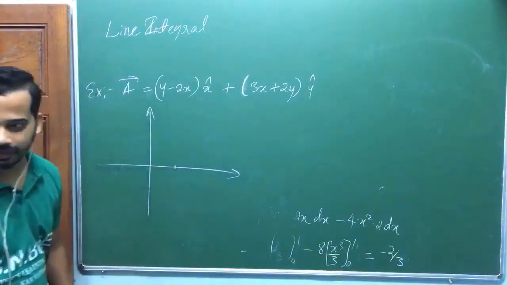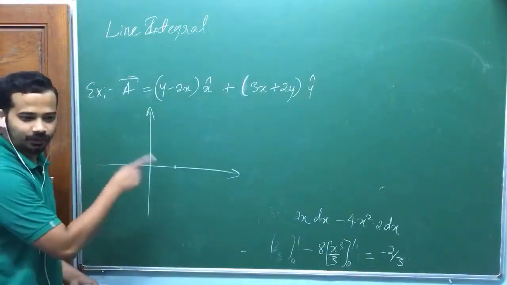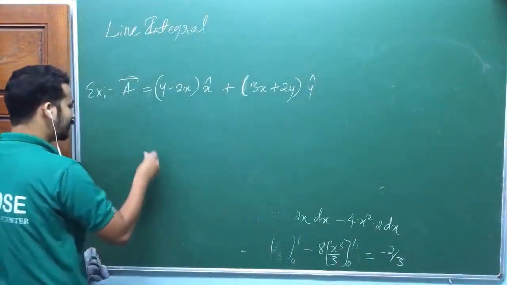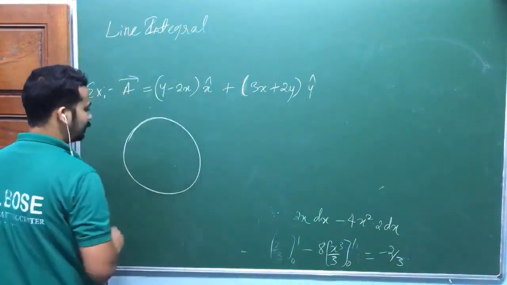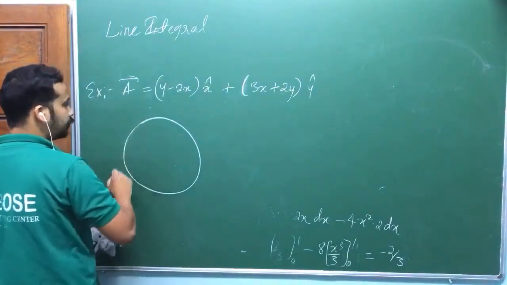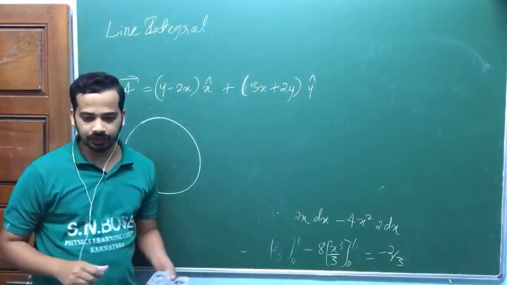It's very difficult, drawing these coordinates, then drawing the circle is difficult. What you have to do? First draw the circle. What is the question? Compute the circulation, write down. Compute the circulation of this vector field.